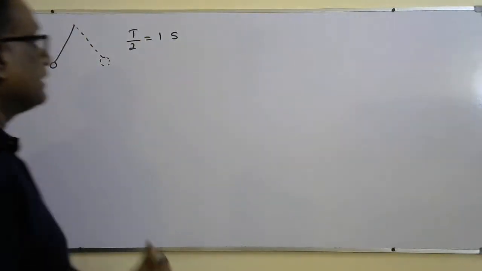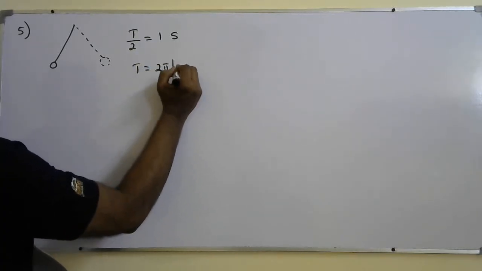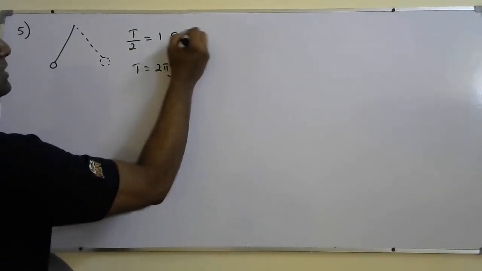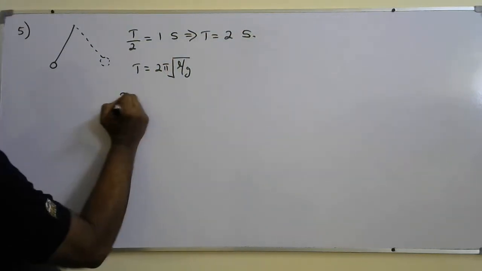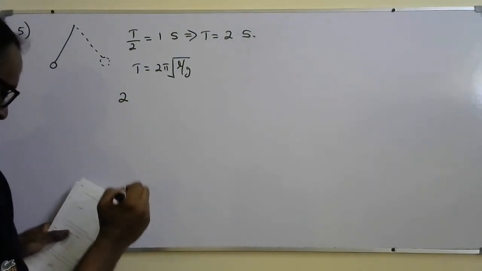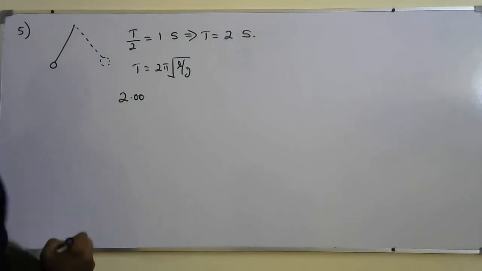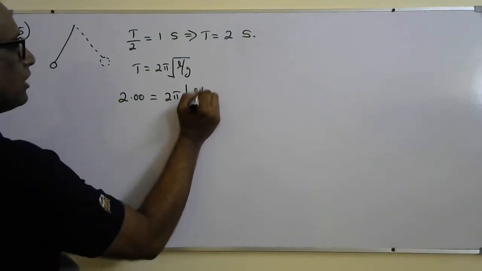Simple, the equation is given in the data sheet. T equals 2 pi square root of L over g. So from this we can say the time period is 2 seconds. They are giving it in 2 decimal points, so 2 seconds is equal to 2 pi square root of L over g.